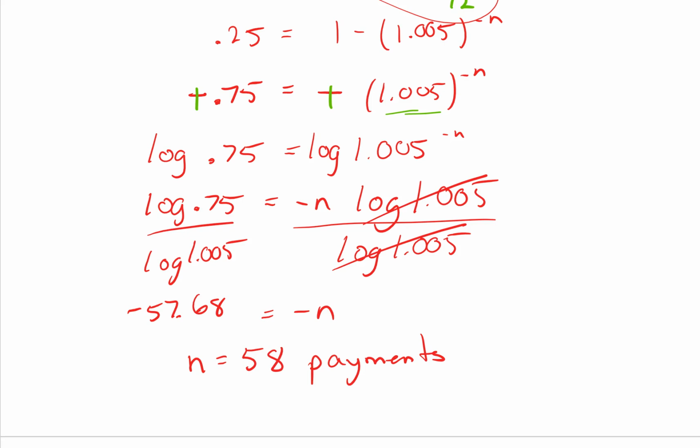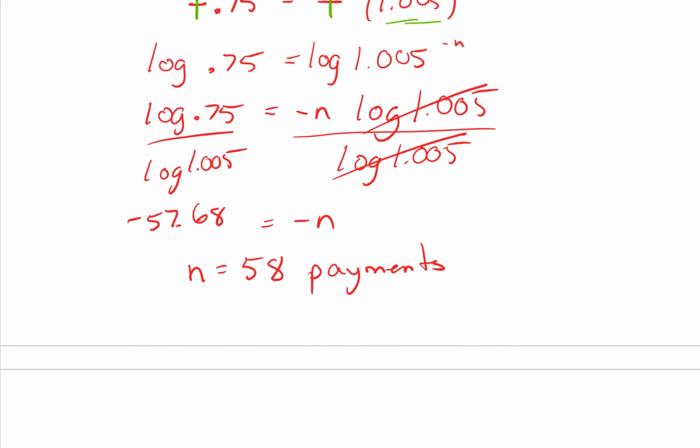By the way, it's not part of the question, but if you make $300 payments 58 times, you end up paying $17,400. Just a little note to you, those of you that are thinking of buying a car, right? You didn't pay $15,000 for the car, you paid $17,400 when you make payments. Okay?